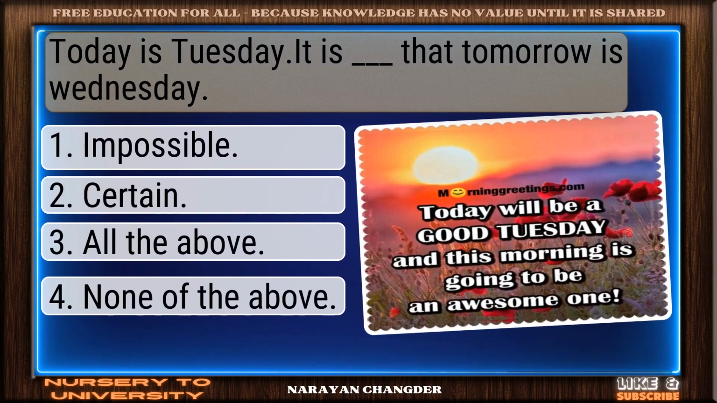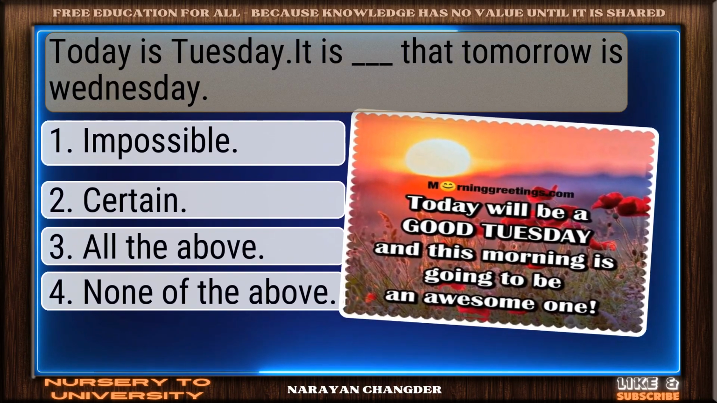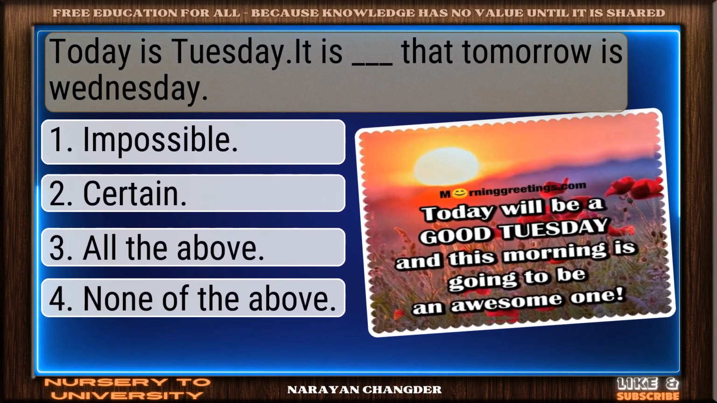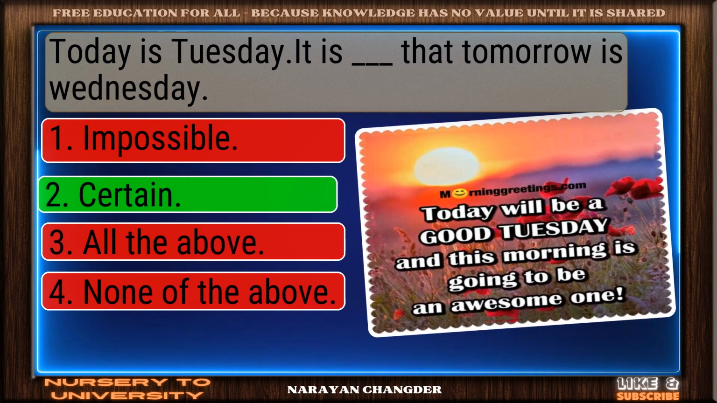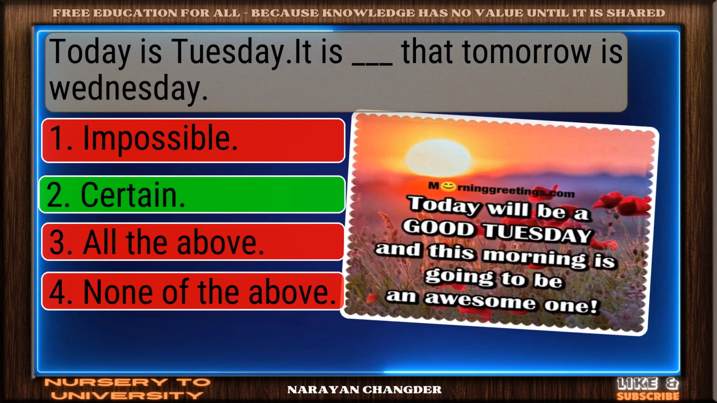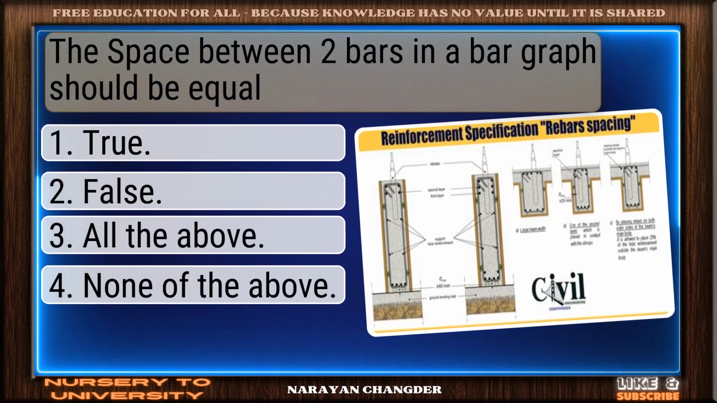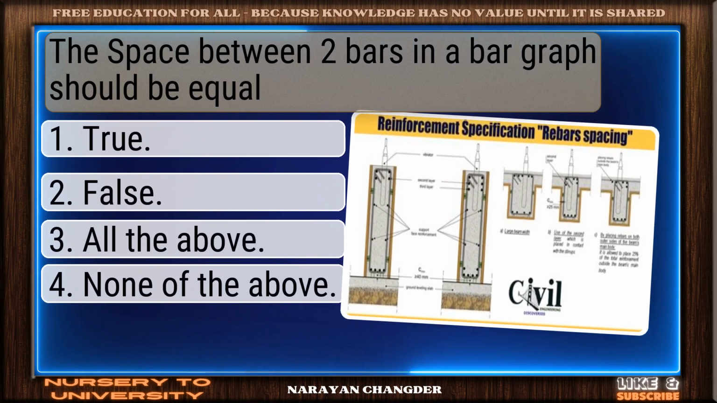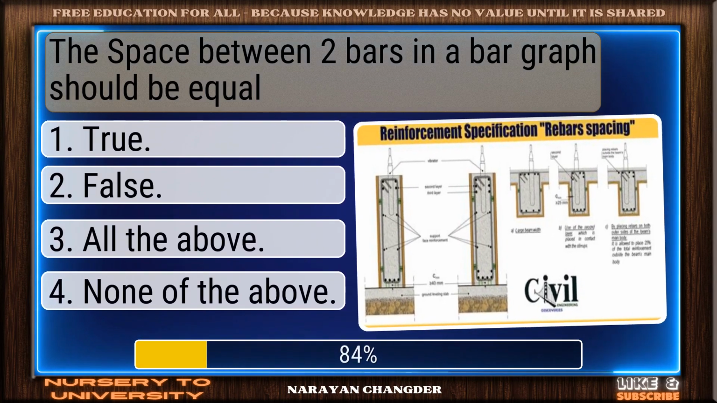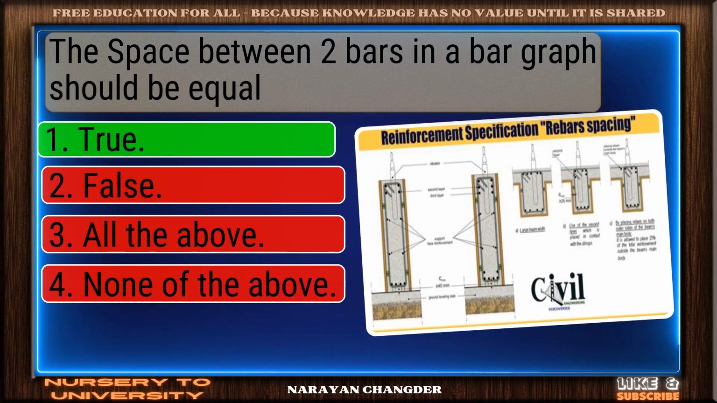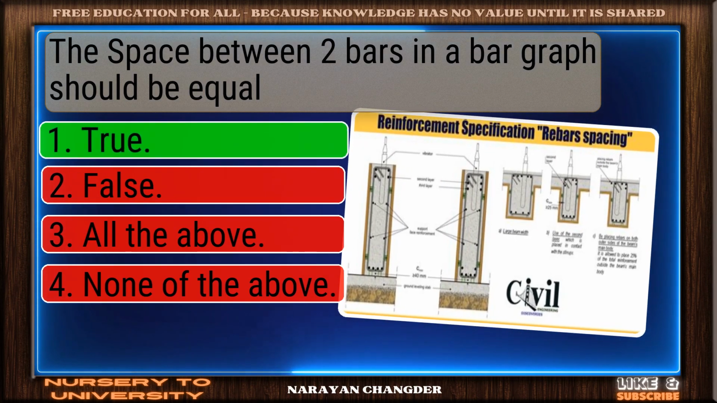Question number 140. Today is Tuesday. It is dash that tomorrow is Wednesday. Nice selection. Certain is the correct and valid answer. Question number 141. The space between two bars in a bar graph should be equal. Sharp thinking. True is the right choice.